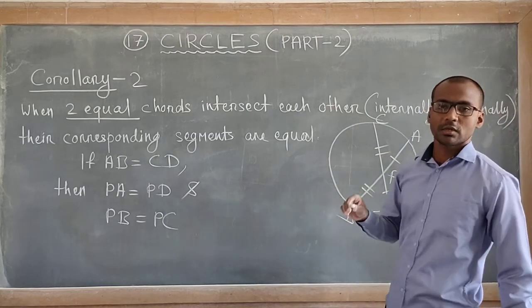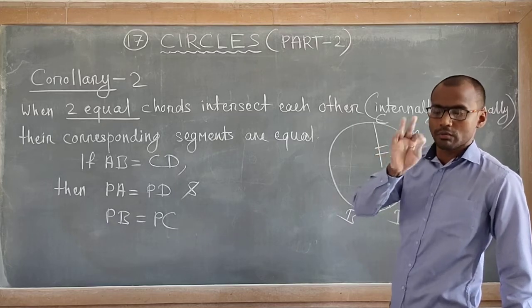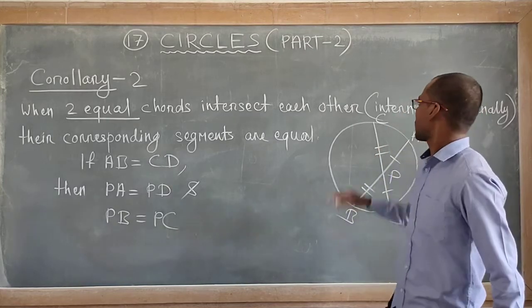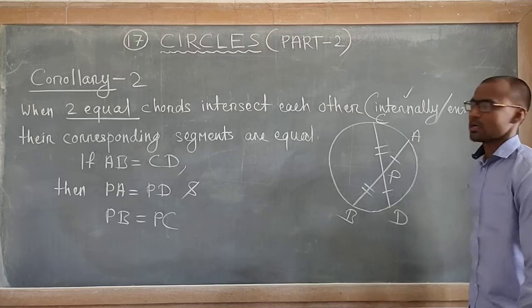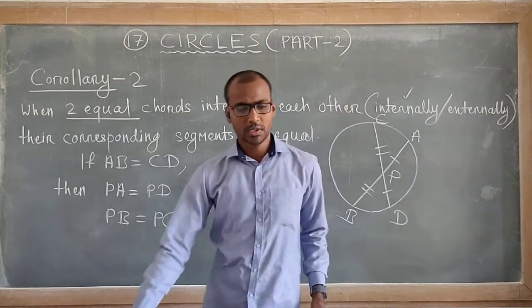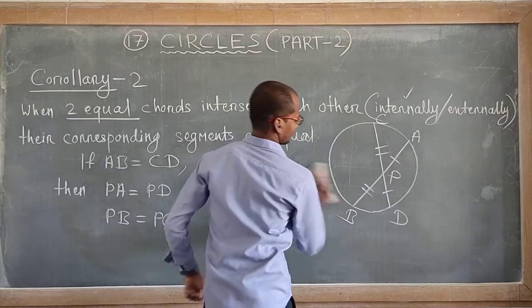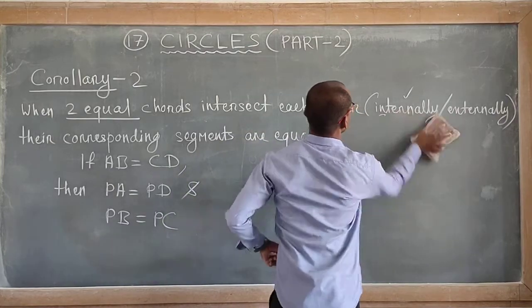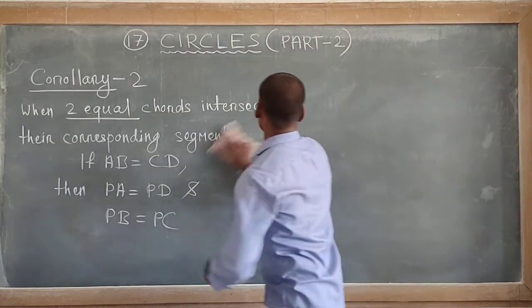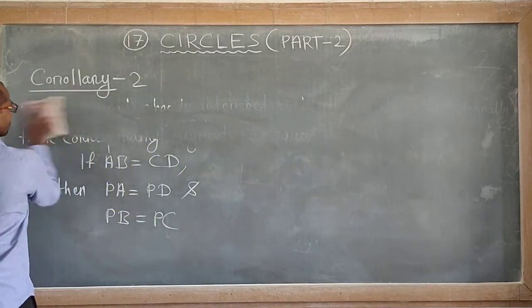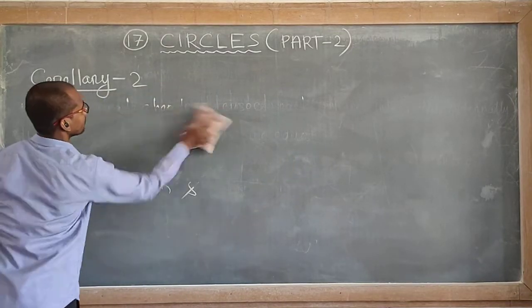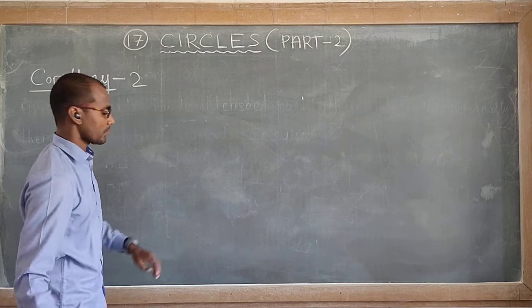So this is the case when two equal chords are intersecting each other internally. Now let us go for externally.